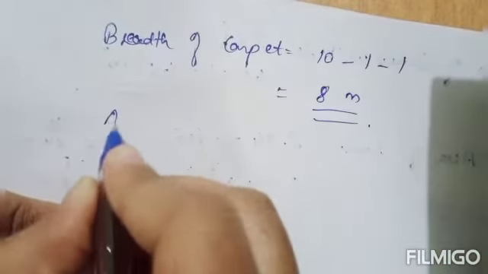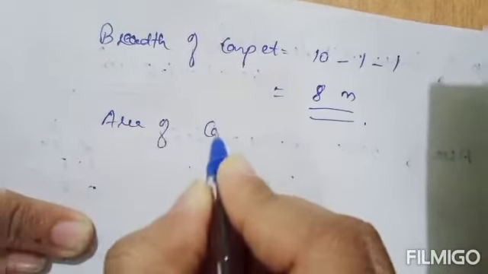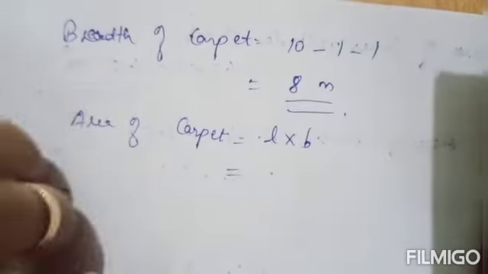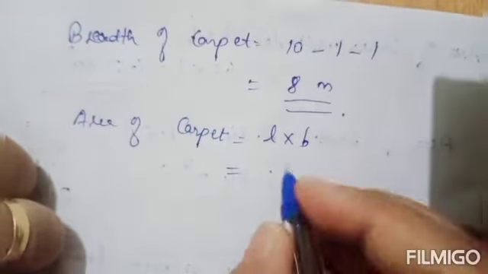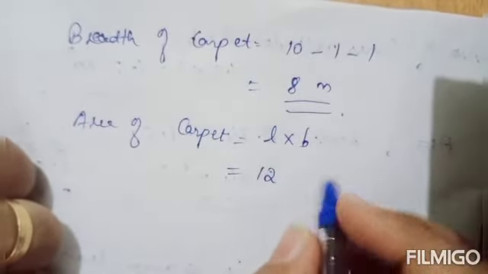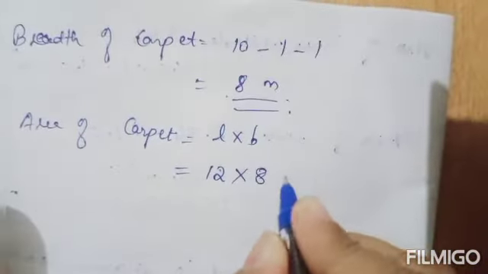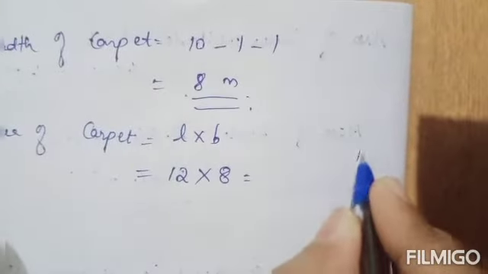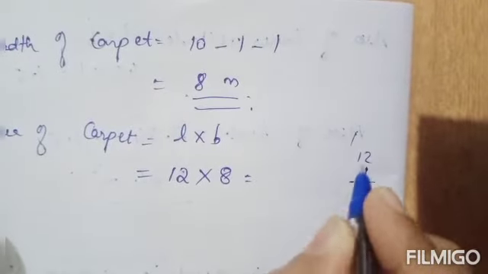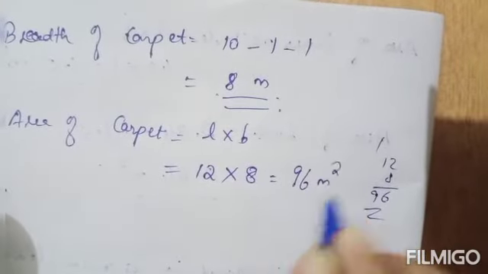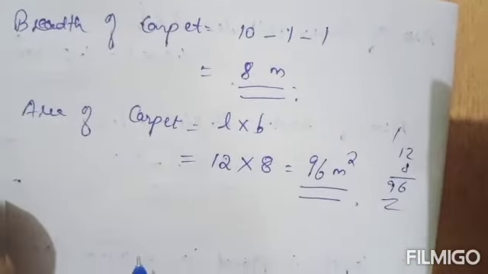Now you can find the area of carpet. Okay, it is L into B formula. Now length, 12 meter we got. Okay, 12 into breadth it is 8 meter. So 12 into 8, what you will get? It is 96. Okay, 96 meter square is the area of carpet.